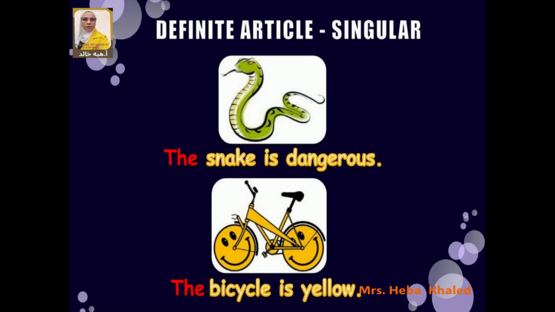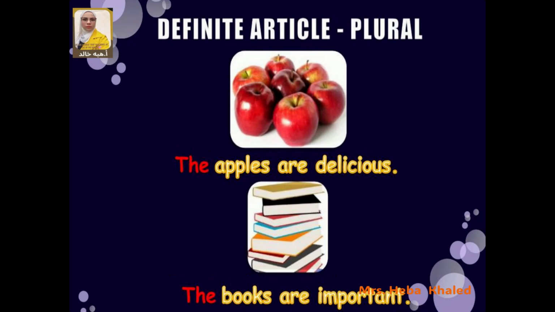The snake is dangerous. The snake is not dangerous. You know the snake. It's an animal. I'm talking about the snake. The bicycle is yellow. I know which bicycle you're talking about. The yellow bicycle. So I use the definite article to give more information, because I know more information about it, because it is yellow in color.